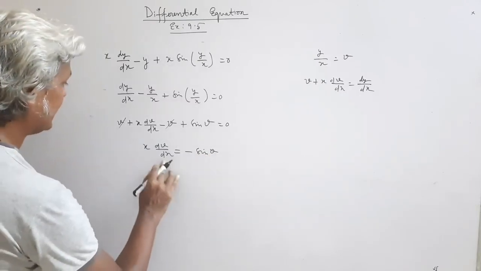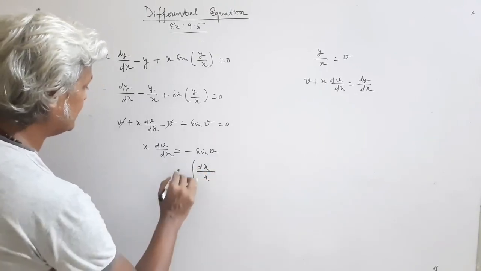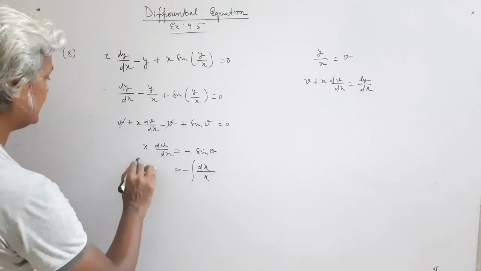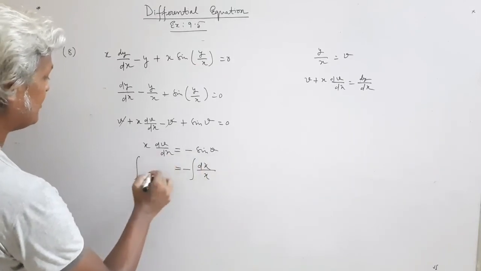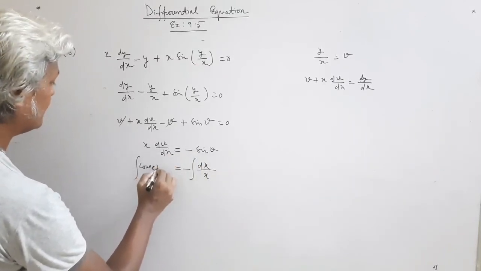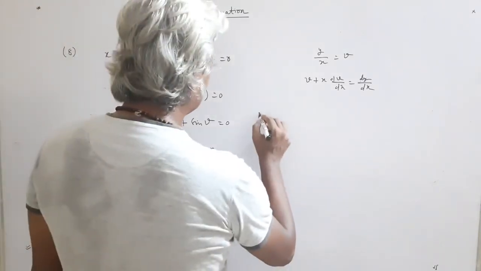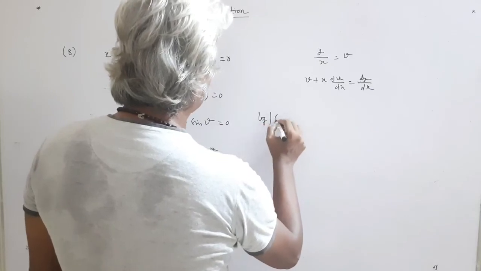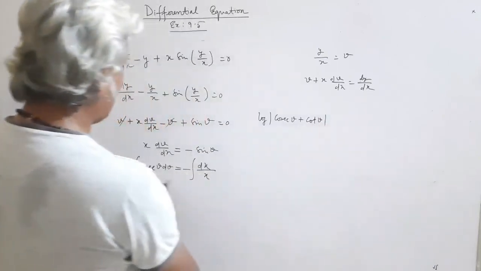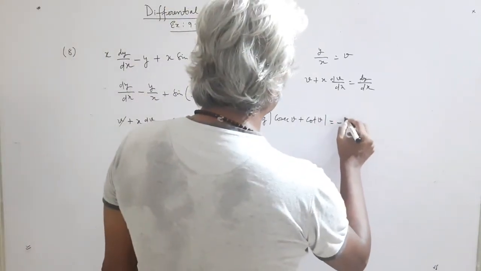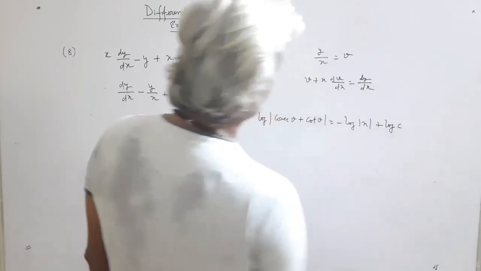So I take this dx here, dx over x integration, and I keep minus here only, and there I get 1 upon sine down because I am getting dv upon sine v, so it will become cosec v dv. Now what is the integration of cosec v dv? That is log mod cosec v plus cot v, and this is minus log mod x, and there I should have log constant.